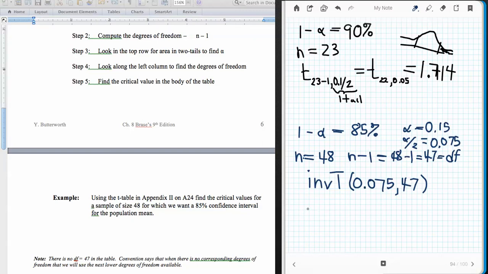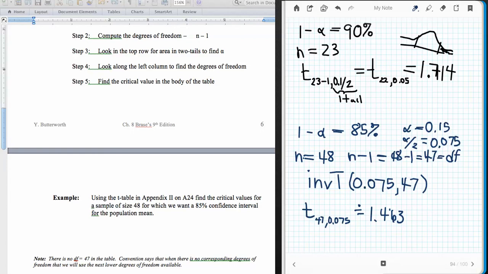So if I plug that in and I enter it into my calculator, what I find is that my t, with 47 degrees of freedom and the alpha over 2 of 0.075, I find that value is going to give me a plus or minus 1.46, and then rounded to the nearest 10,000th place is going to be 3. And that will be my approximate value. Now remember, these critical values are plus or minus.